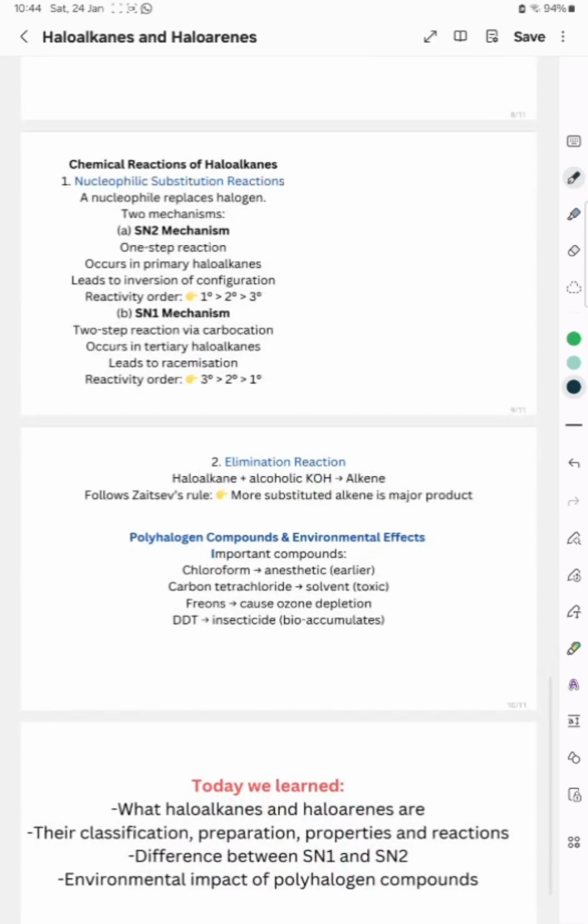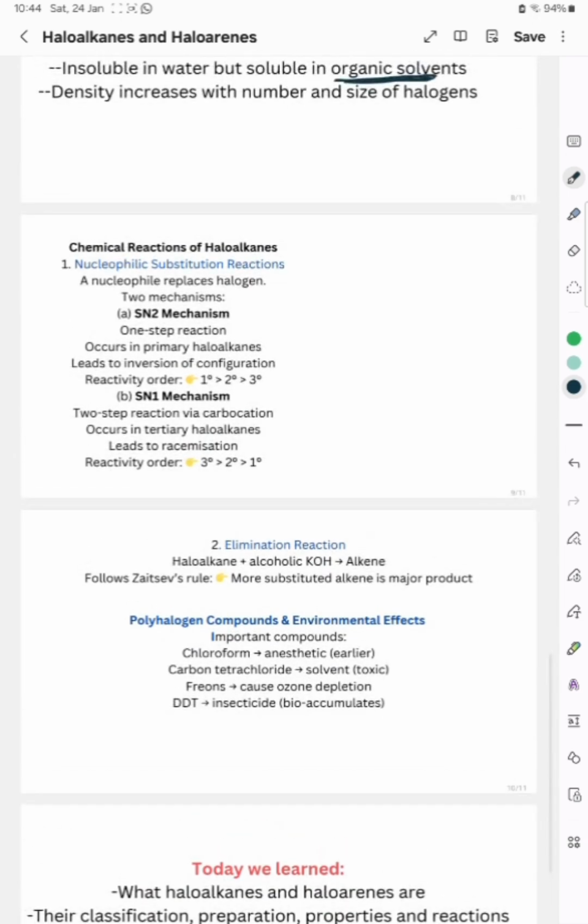Let's see the chemical reactions of the haloalkanes. They are nucleophilic substitution reactions. In nucleophilic substitution reactions, a nucleophile replaces the halogen. There will be 2 mechanisms, the SN2 mechanism and the SN1 mechanism.